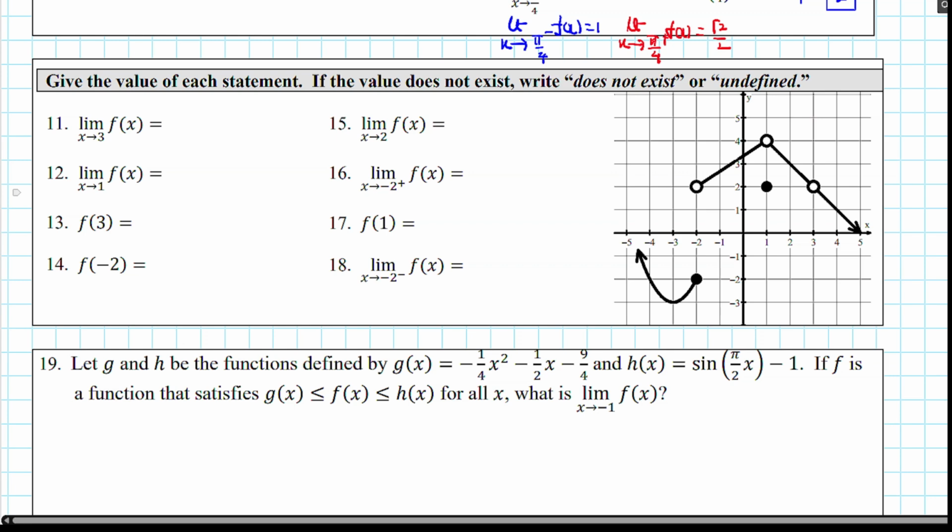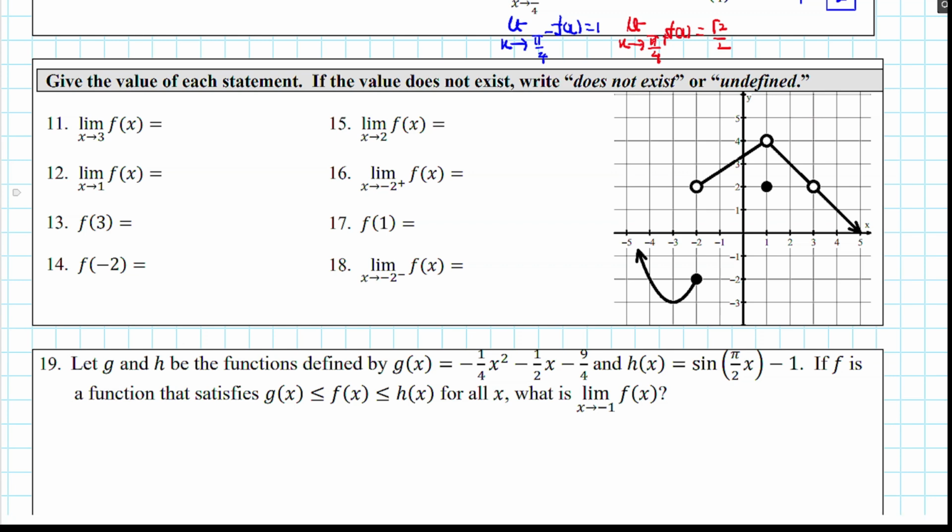Now give the value of each statement. If the value does not exist or is undefined, say so. We can use this graph of the function and evaluate all these limits. Okay, what is the limit as x approaches 3 of f of x? We can see from the graph that as x approaches 3 from the left side, the function values approach 2. As x approaches 3 from the right side, the function values also approach 2. Therefore, the limit is 2.